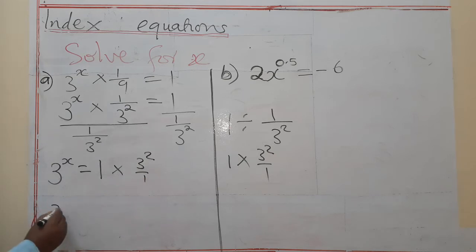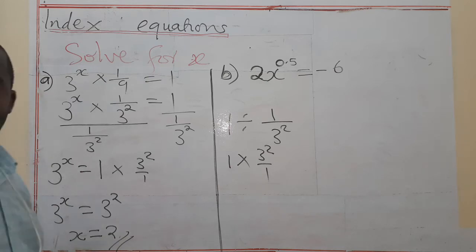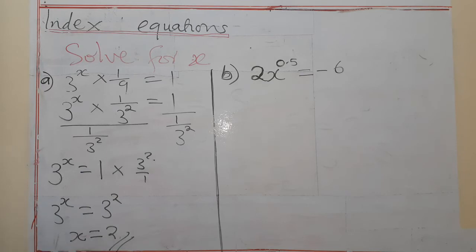This will be 3 to the x is equal to 3 to the power 2. Because the bases are the same, we equate the exponents. So x will be 2, and that is our answer. I hope that helps.